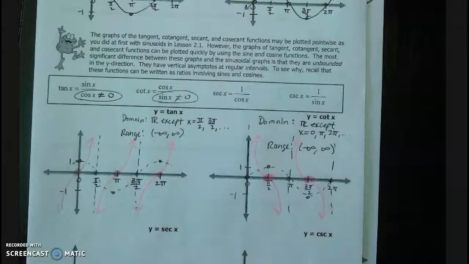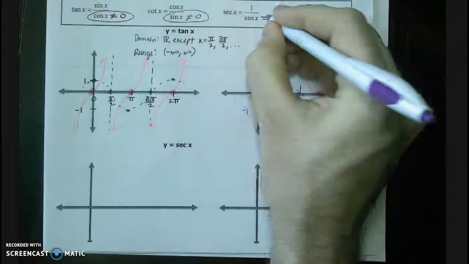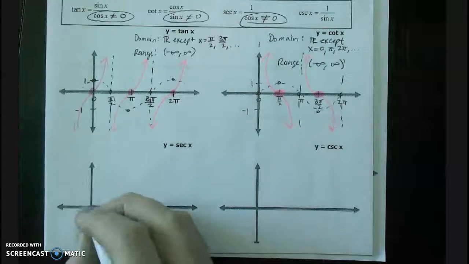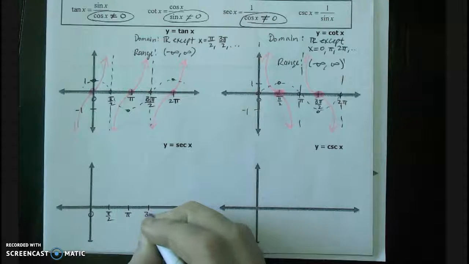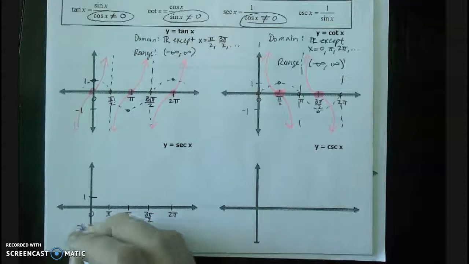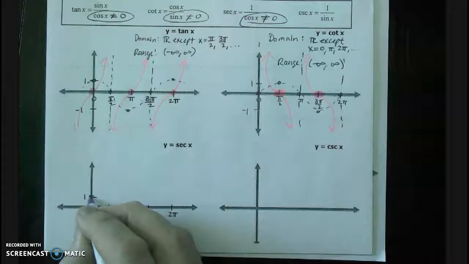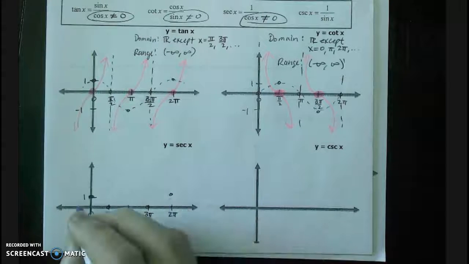Let's graph secant. Now secant has cosine on the bottom. We don't want cosine to equal 0, so we start by graphing the cosine wave, just like we did for tangent. So label your x and your y-axis. Now we're going to graph cosine, which starts at the high point. So at 0, you're going to be at 1. And pi over 2 is at 0, -1, 0, +1.